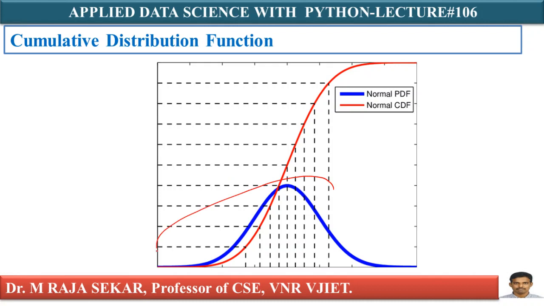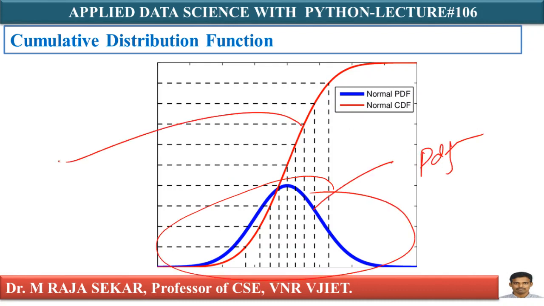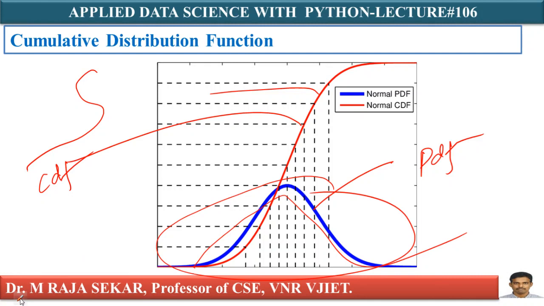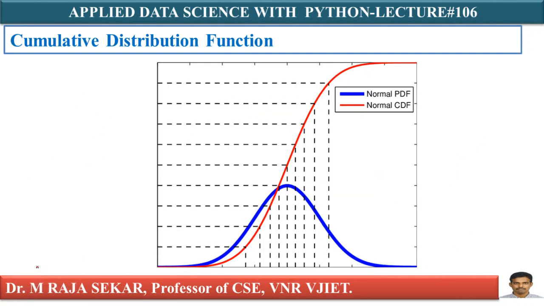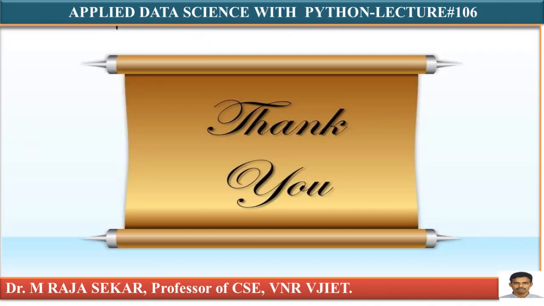What is this? This is the PDF. What is this? This is the CDF. It is just like an S-shaped curve. Is it not an S-shaped curve? Your cumulative distribution function is an S-shaped curve. This normal distribution is a bell-shaped curve. I will spend a few more minutes on CDF in my next lecture.